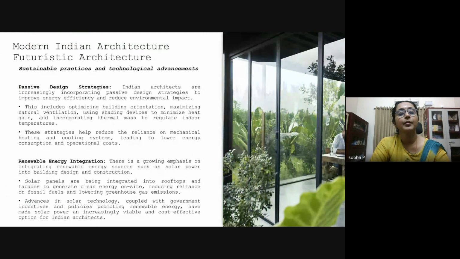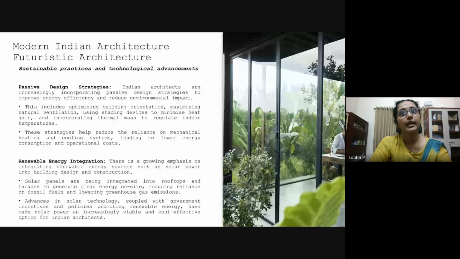So talking about the sustainable practices and technological advancements that we see for the future, one of the main things is the passive design strategy. Now we can see that architects are focusing more on passive design strategies in order to improve the energy efficiency and to reduce the environmental impact.